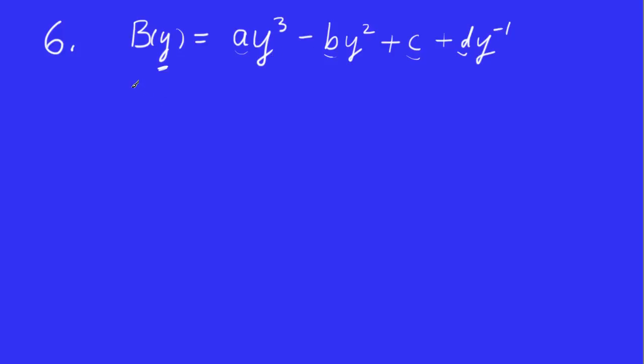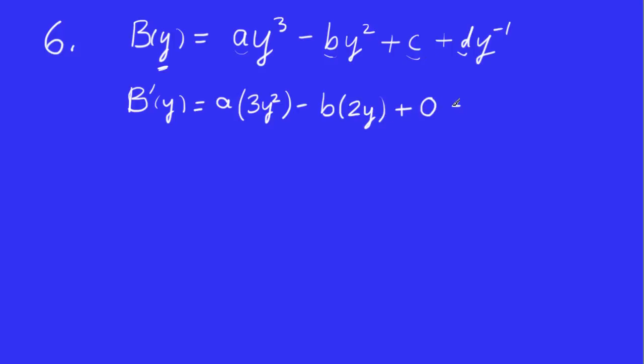So the way we don't even need to prepare this. This is all ready to go. If this was just some number, we just pull the number out front, right? And then multiply by the derivative of y cubed. And same thing here. Pull out the number, multiply by the derivative of y squared. What is the derivative of c? 0, right? And d is a number as well. Pull it out front. Using the power rule, the derivative of y to the minus 1 is minus 1 y to the minus 2. And that's it.